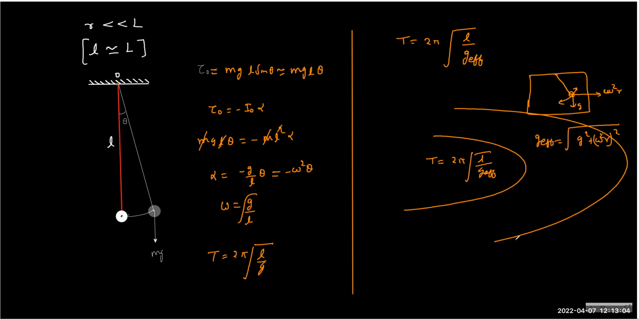So you can find the time period for a variety of situations. Just find the g effective and go ahead. If you don't understand anything, do it from scratch.